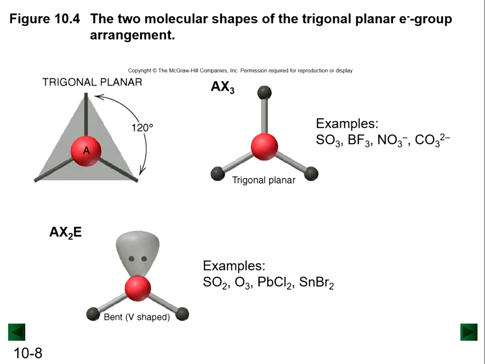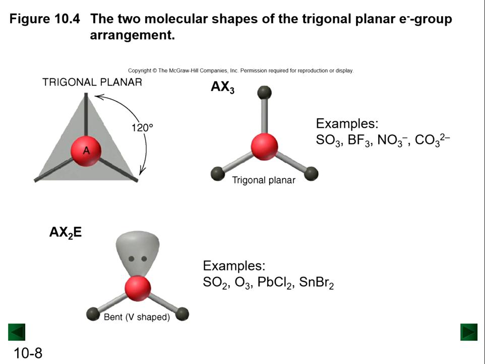If we have three electron groups around the central atom, there are two possible molecular shapes. First, if all three of the electron groups are bonding pairs, so either single, doubles, or triples, then we have a trigonal planar molecular structure, like, for example, sulfur trioxide, boron trifluoride. The nitrate polyatomic ion is a trigonal planar structure, as is the carbonate polyatomic ion.